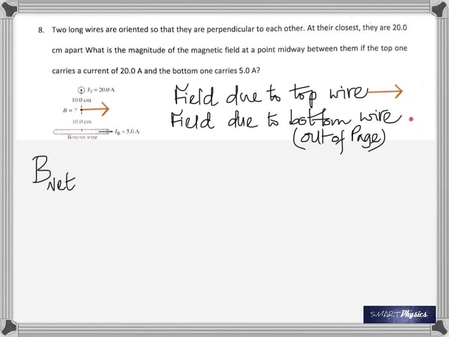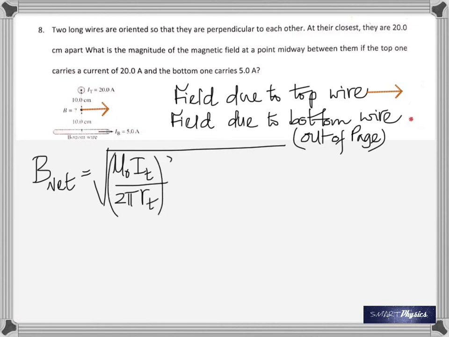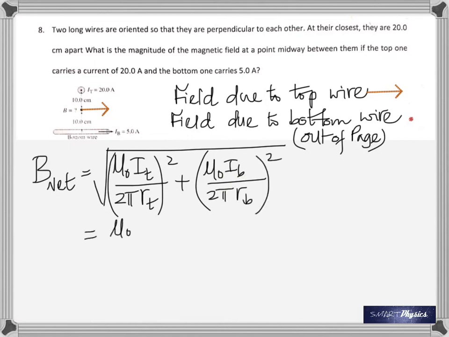And so now you see that the magnetic fields are at right angles to each other, because one is towards the right, that's the magnetic field due to the top one, and the magnetic field due to the bottom one is coming right at you. So they are at right angles to each other. To find the net, you square them both, add them, and take the square root. And that's the formula for magnetic field due to a straight conductor. The T shows top, and the B shows bottom. Okay, and substitute and calculate.